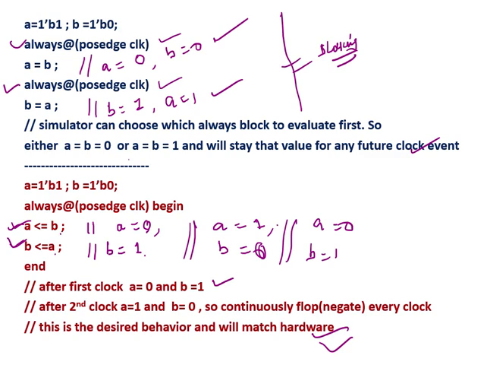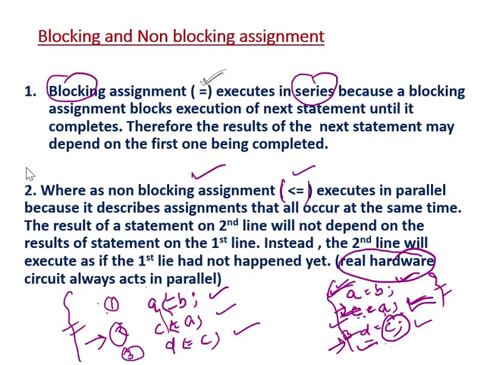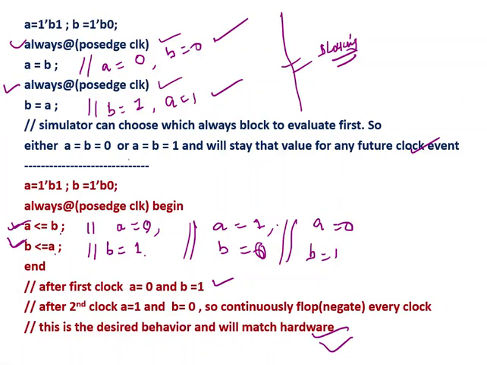Here I mentioned that non-blocking assignments are the real hardware implementation. This is how the real hardware behaves, not this way but this way. So non-blocking assignment will give you the real hardware behavior, the desired behavior, but not the blocking assignment, in the sense of sequential design.